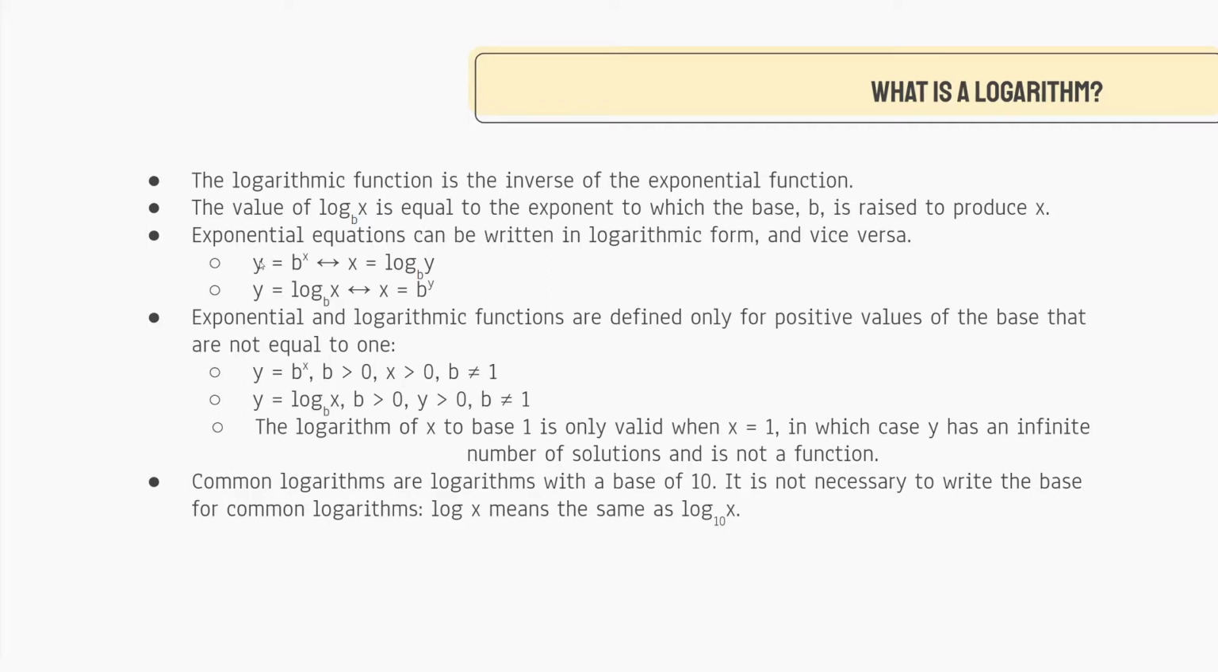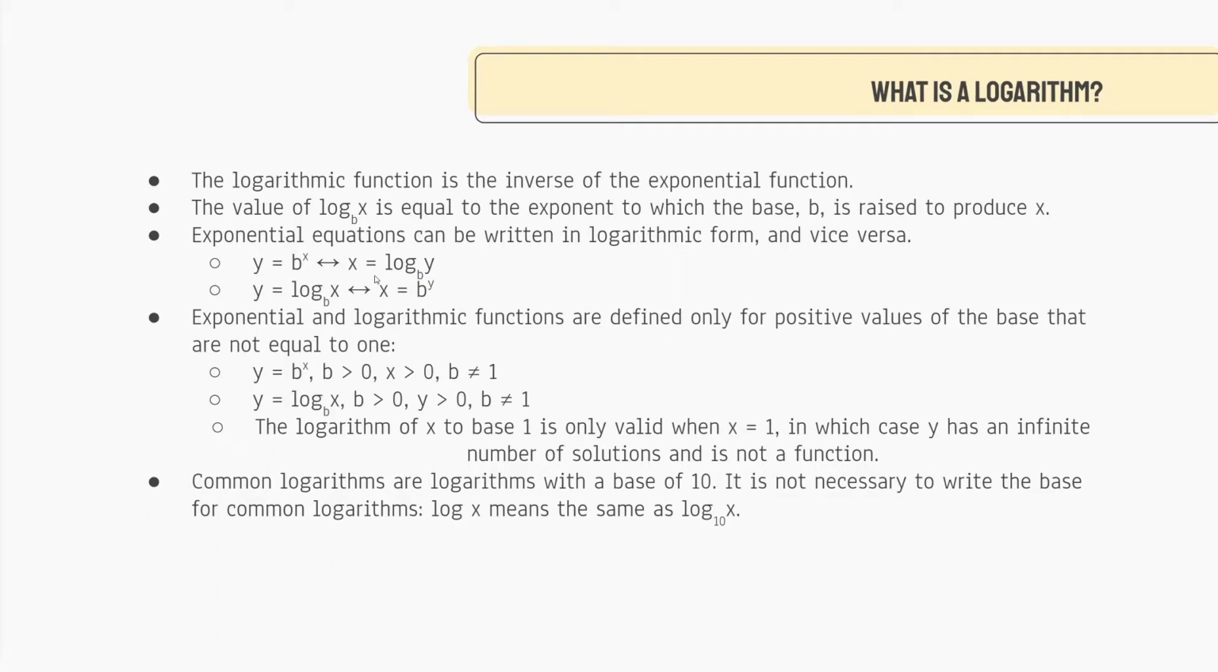So from here we see that y is equal to b to the power of x. So we can actually write that x is equal to log of y to the base of b. Then when we see y is equal to log of x to the base b, we can actually write that as x is equal to b to the power of y. Again, this was what we used to define the inverse of our base function, or our exponential function.